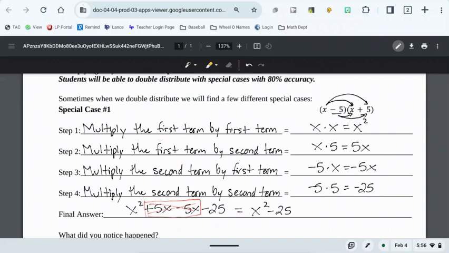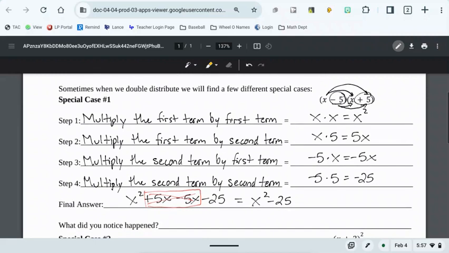So the special case we see here is that the second term, or the constant, is a negative 5 in one, and then it's opposite in the other polynomial. And when we do that, those middle terms will automatically cancel out, and we will get a two-term expression, x squared minus 25 in this case. So that's special case number 1.